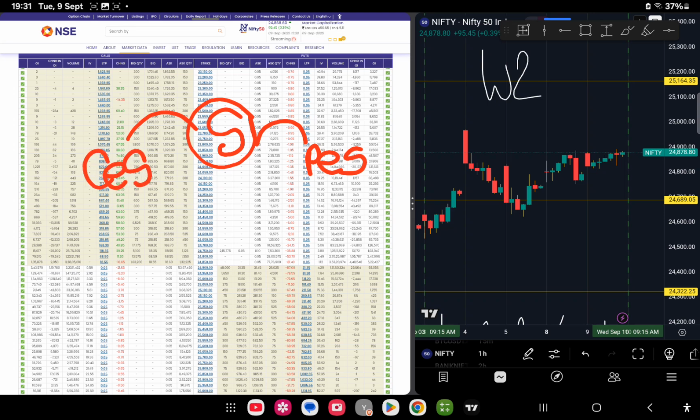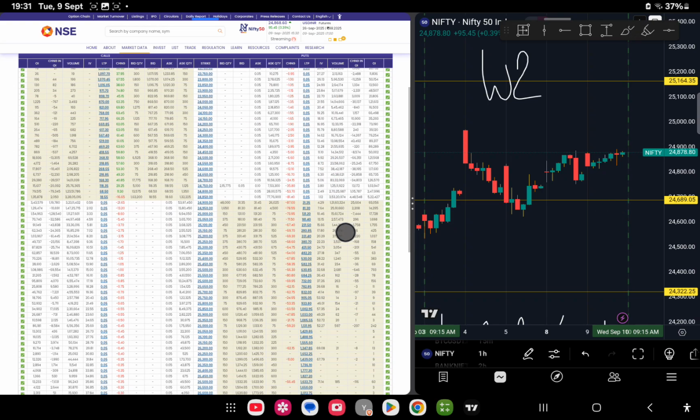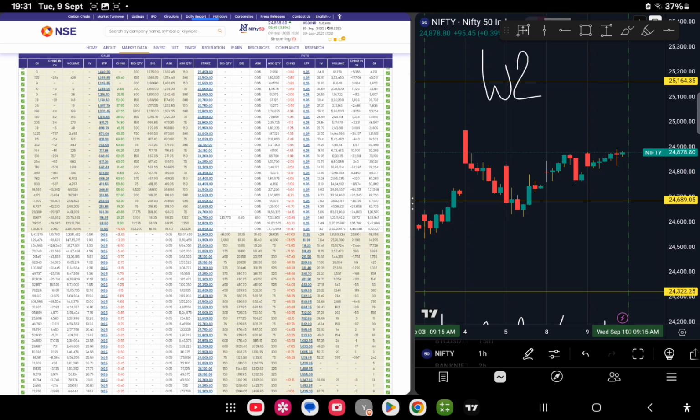CE sellers means they act as resistance. PE sellers means they act as support. If the added position is equal on both sides, it will result in a range market, as today. You could see markets are between the important and major resistance and support. So we are done with the basics. Now let's move on to the practical example.